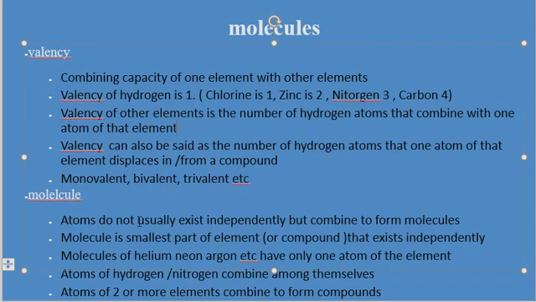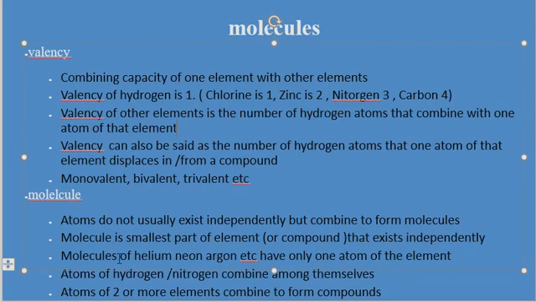What is a molecule? Atoms combine to form molecules. How do they combine? Based on the valency. A molecule is the smallest part of an element or a compound that exists independently. An atom is the smallest indivisible part of an element that has all the properties of that element. But atoms need not necessarily exist independently. They combine. So a molecule is the smallest part of an element or a compound that exists independently. Molecules of helium, neon, argon, etc. have only one atom of that element.